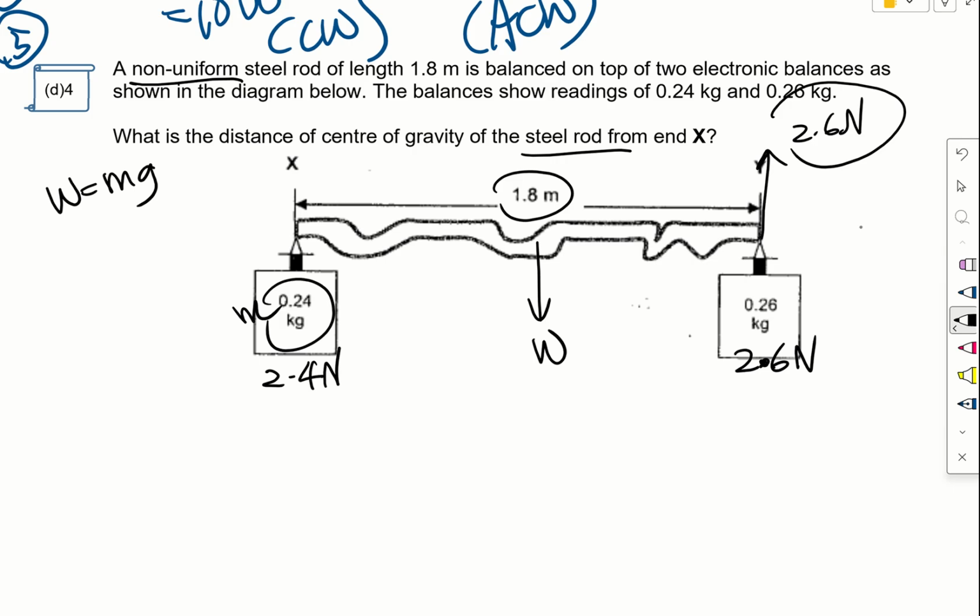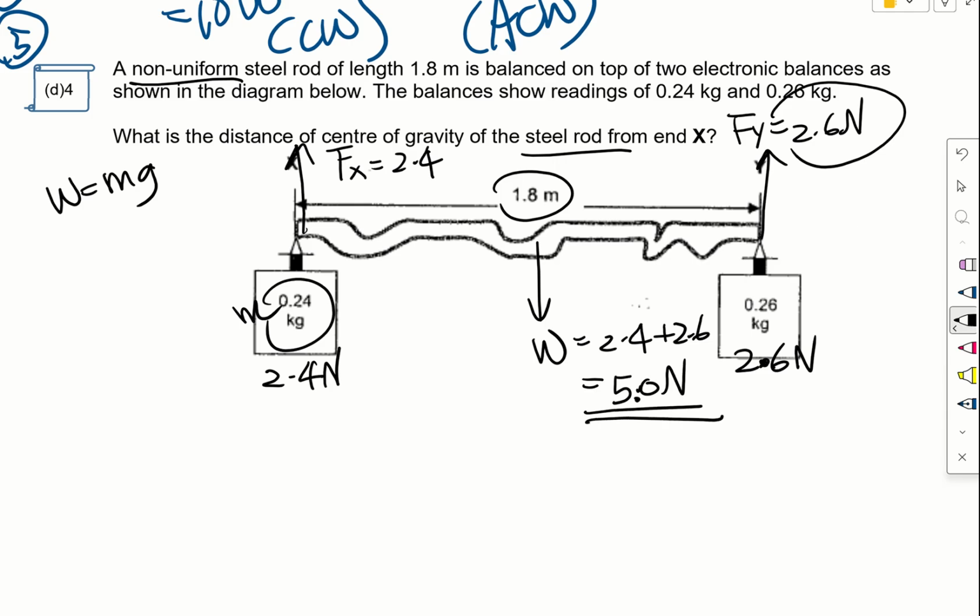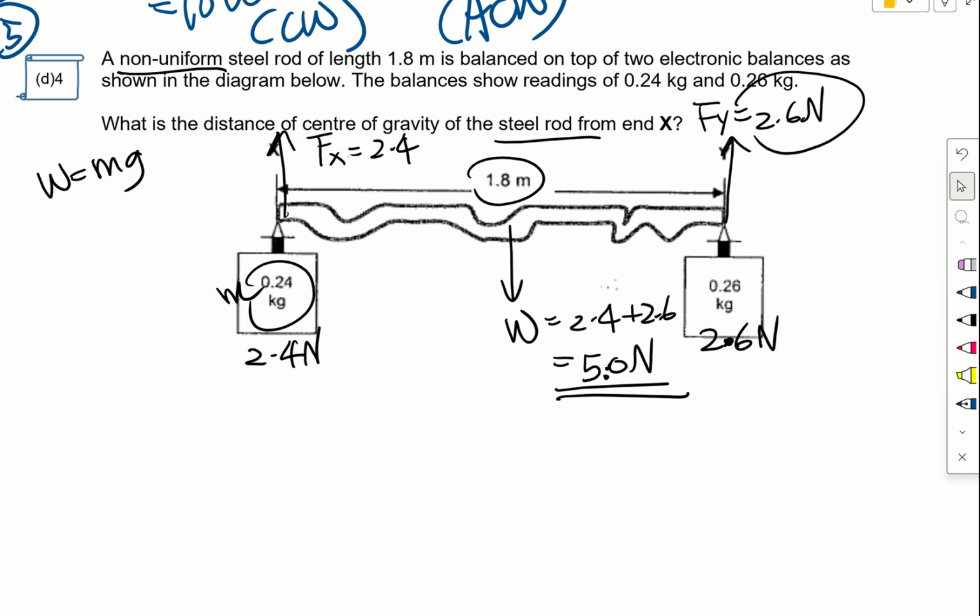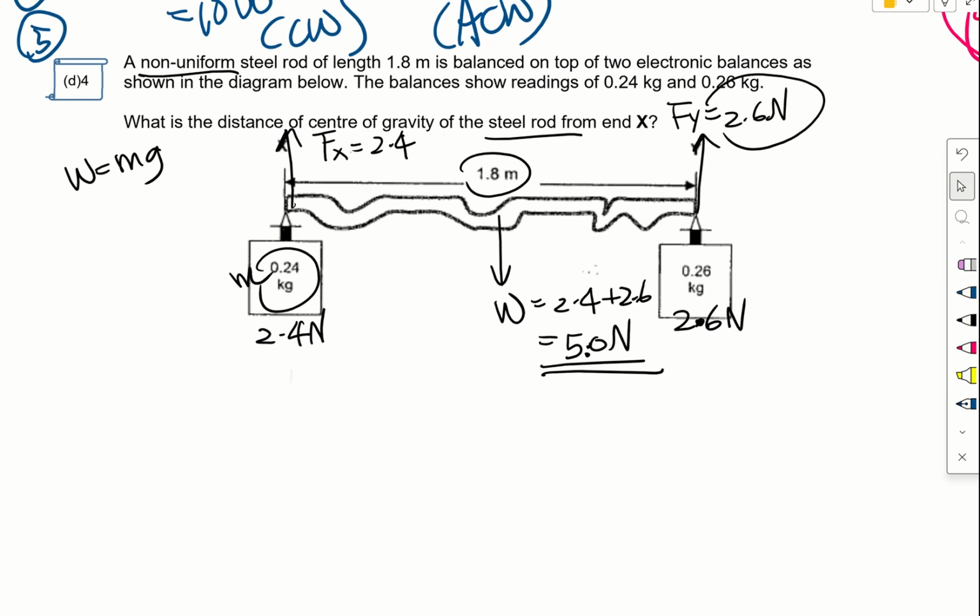So I will have two forces, Fx equals 2.4, and Fy equals 2.6, and they are both acting on the rod, which means that the weight is 2.4 plus 2.6, because that's the total weight, right? It's being supported at 2 points, so it's 5 Newton. So now we know there are three forces acting on the steel rod.